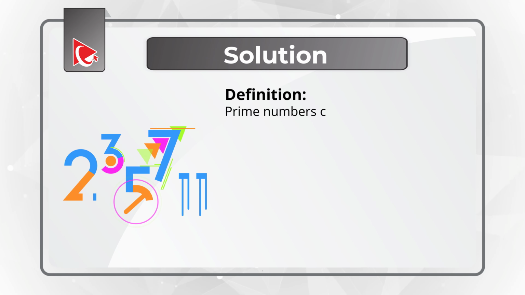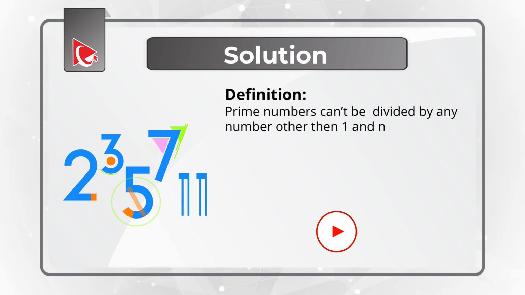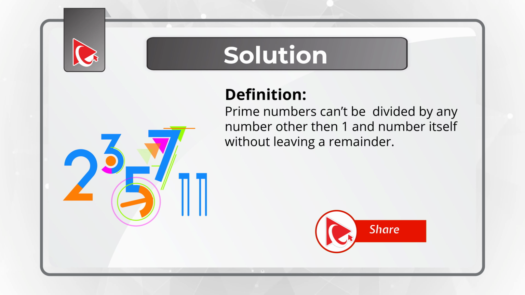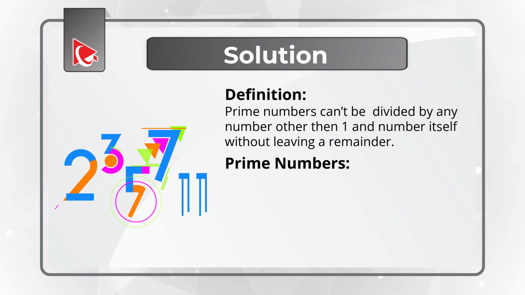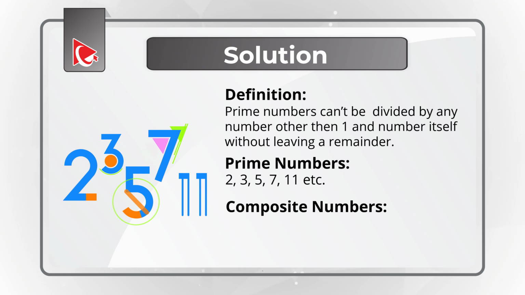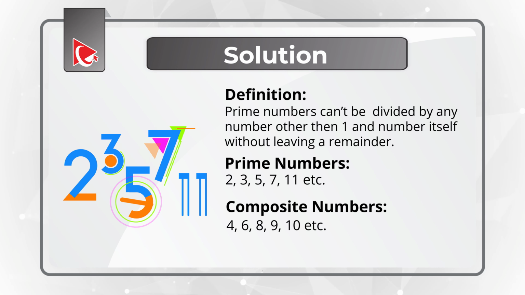To solve this challenge, let's start with the definition of a prime number. Prime numbers cannot be divided by any number other than 1 and the number itself without leaving a remainder. Some examples of prime numbers would be 2, 3, 5, 7, 11, and you can continue the chain. The opposite of prime numbers are composite numbers, and examples of those would be 4, which could be divided by 2, 6, which could be divided by 2 and 3, 8, which could be divided by 2 and 4, 9, 10, and you can continue the sequence.